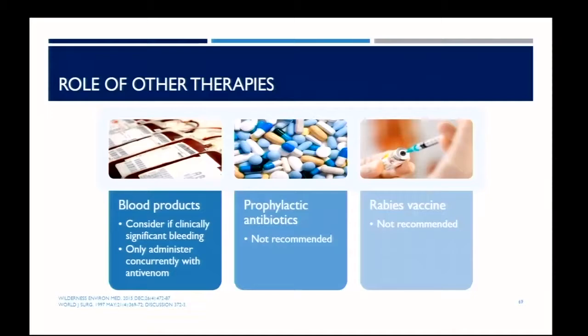And then I also wanted to include a little bit about other therapies that sometimes people consider in snake bites. Some of those include blood products. You should only consider giving blood products in clinically significant bleeding and only administering those with anti-venom, since blood products can be inactivated by circulating venom. And then prophylactic antibiotics are not recommended, and rabies vaccines are also not recommended in snake bites.